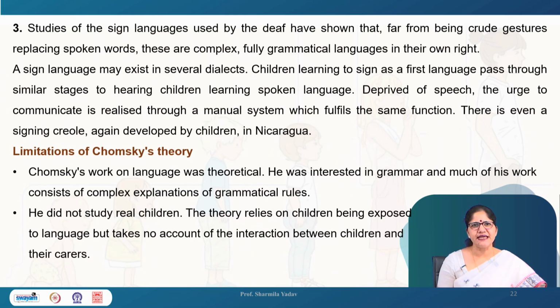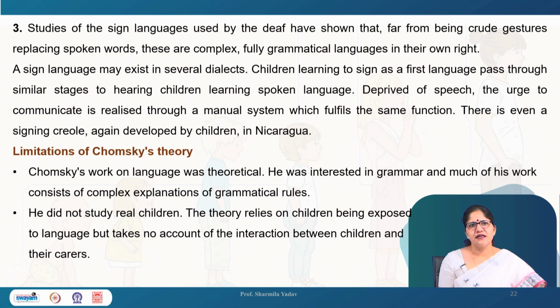Third, studies of the sign languages used by the deaf have shown that, far from being crude gestures replacing spoken words, these are complex, fully grammatical languages in their own right. Now, sign language is also a language. A sign language may exist in several dialects. Children learning to sign as a first language pass through similar stages to hearing children learning spoken language. Deprived of speech, the urge to communicate is realized through a manual system which fulfills the same function. There is even a signing Creole, again developed by children in Nicaragua.